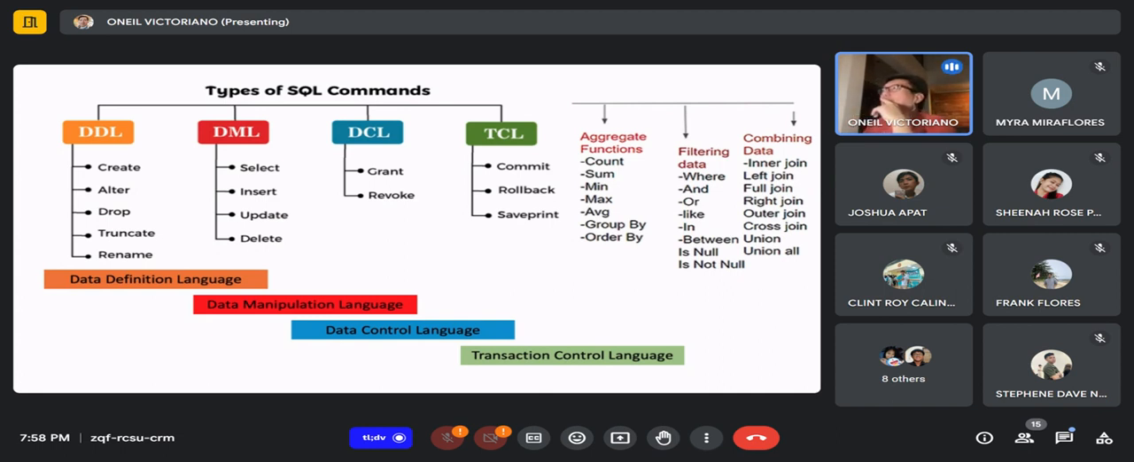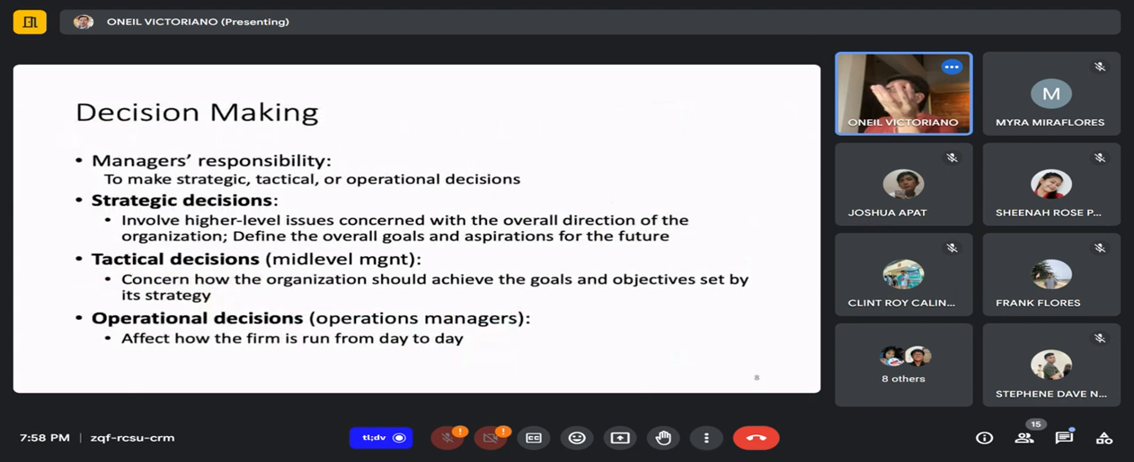So the main idea, let's go back, after doing data management over Excel and SQL, to the idea that data analysis is used for decision making. The manager's responsibility is to make these three main decisions: we have strategic, we have tactical, and then we have operational. And these different decisions would come from particular data or particular insights.